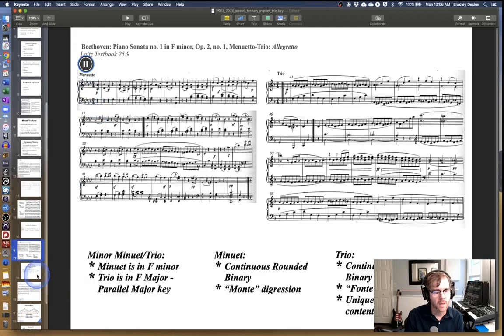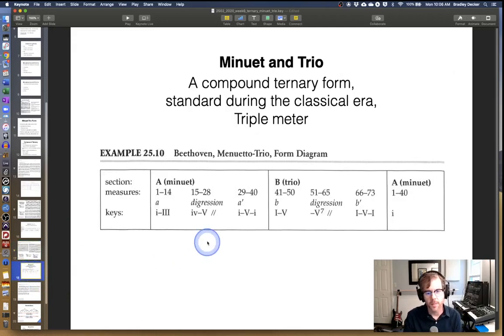And again, it has this design to it, which is more appropriately labeled with no prime on the A because we're simply repeating the minuet. It has internal key relationships, but we do end up in the same key at the end of this minuet. So our B section also has a rounded binary form, and then we return to our A section.